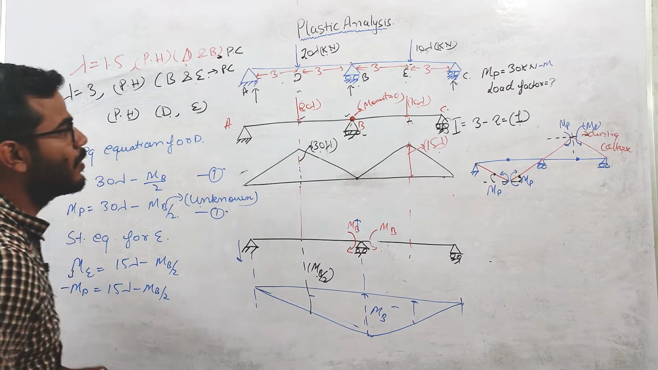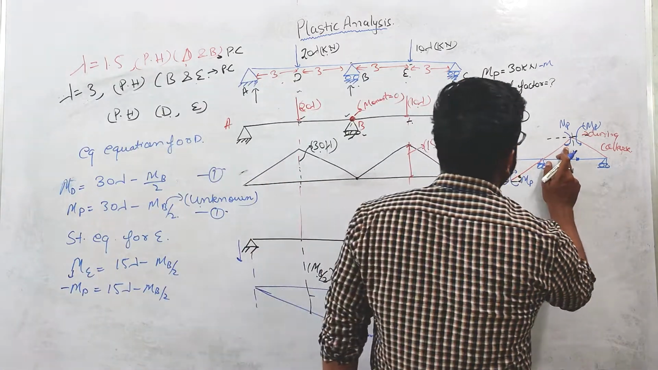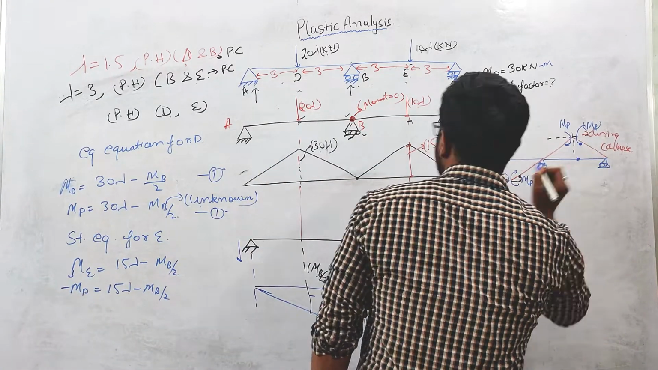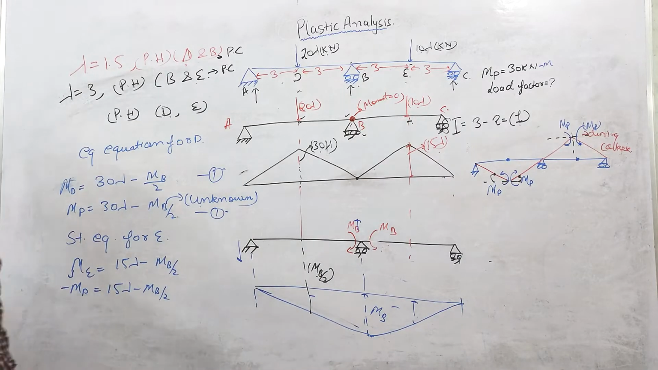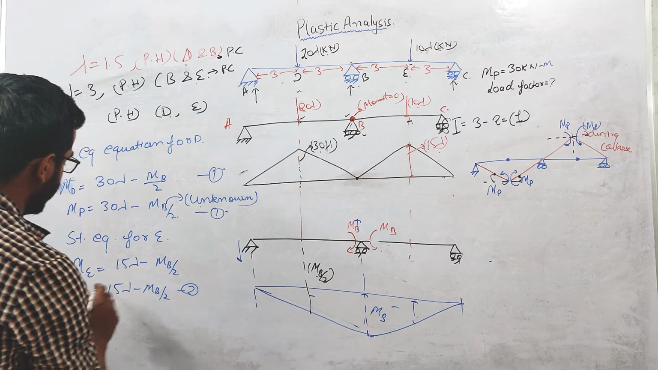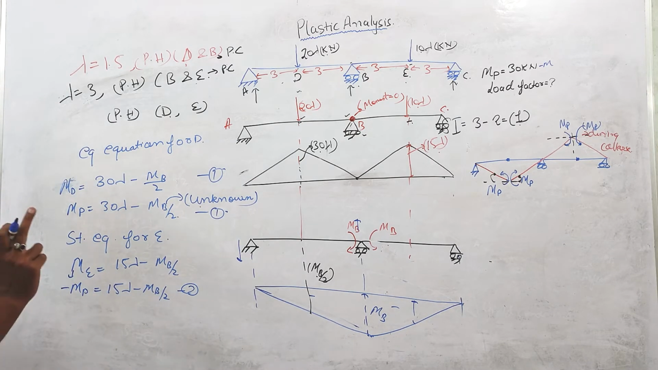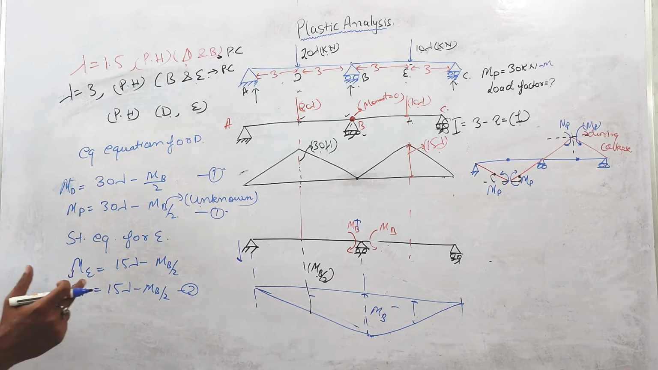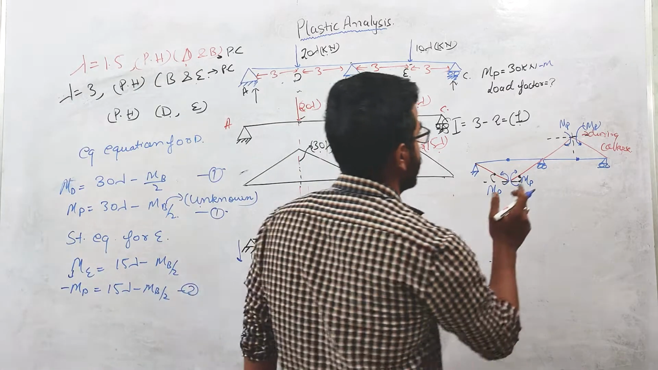Why minus MP? Because here you can see that this MP is creating the hogging moment. That's why we need to keep the minus MP value here. So this is our equation 2, and this is the important part. The direction of the MP is very, very important. You will always take MP opposite to the direction of the rotation.